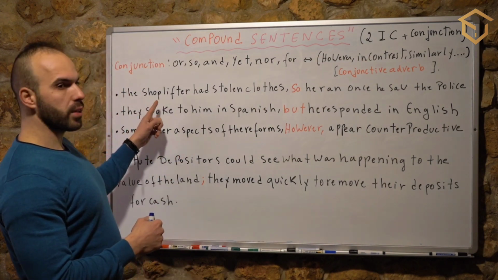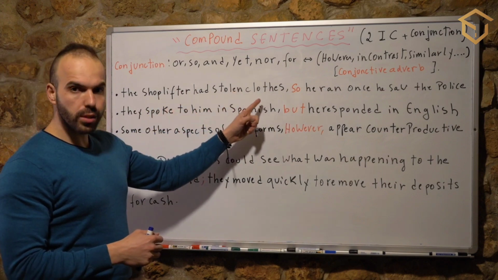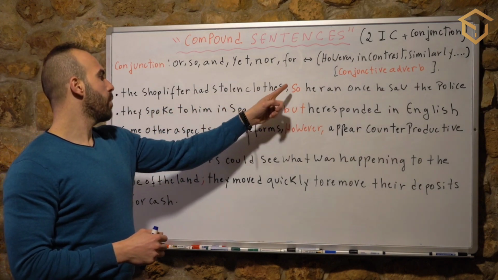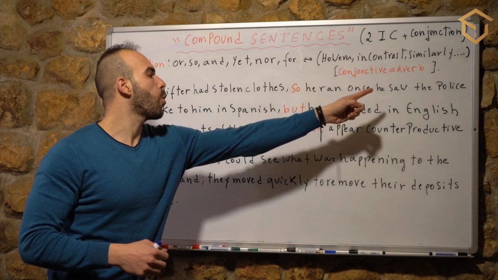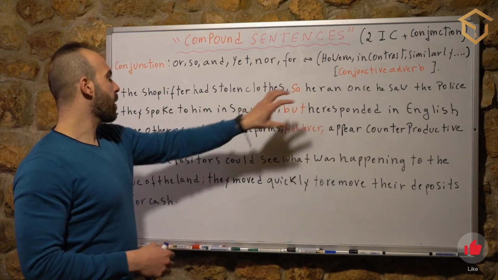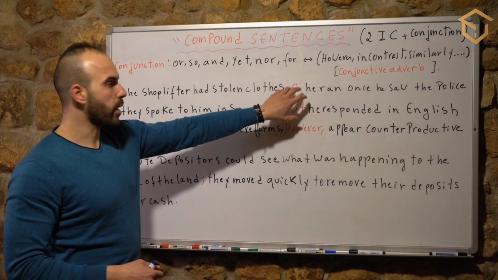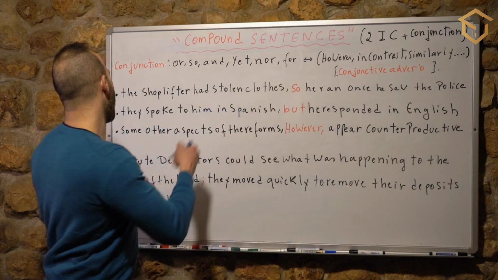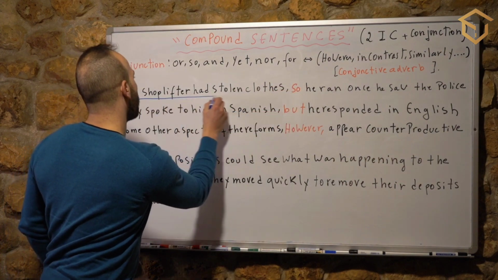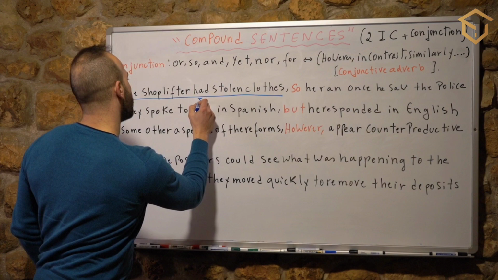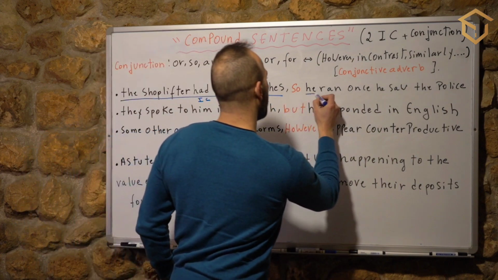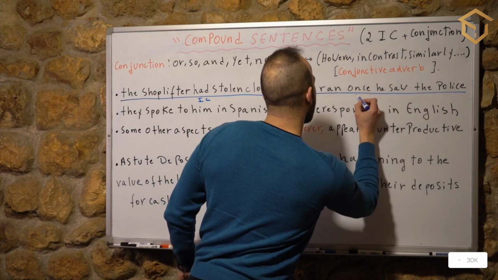The shoplifter had stolen clothes, so he ran once he saw the police. Let's forget about this conjunction word, okay? Let's forget about it. We have one independent clause here and one independent clause here.